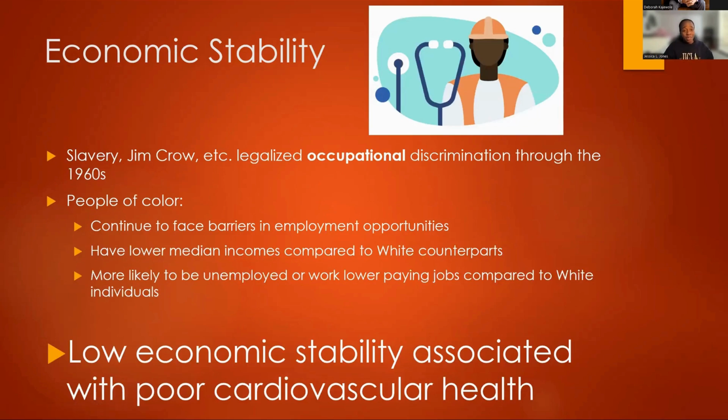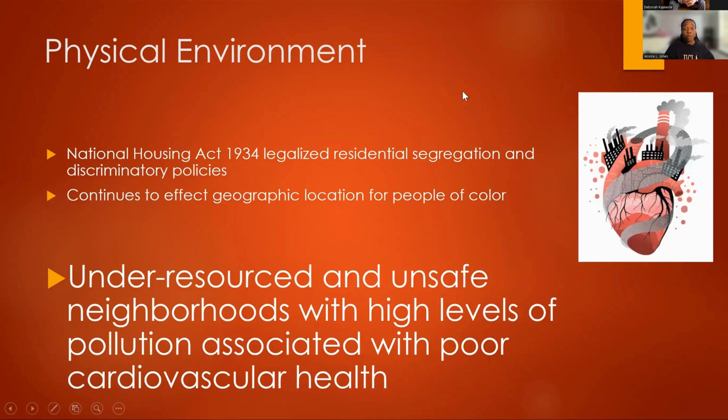So economic stability. Overall, people of color continue to face barriers with regard to employment opportunities. We have a lower median income compared to white counterparts, and we are more likely to be unemployed or work lower paying jobs. And this is historic. Slavery, Jim Crow, etc., legalized occupational discrimination through the 1960s in the United States, and we're still seeing repercussions of that. So our low economic stability is associated with our poor heart health.